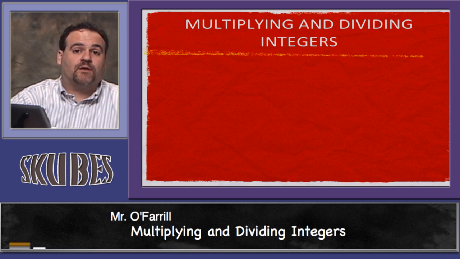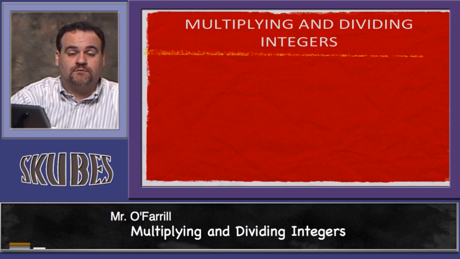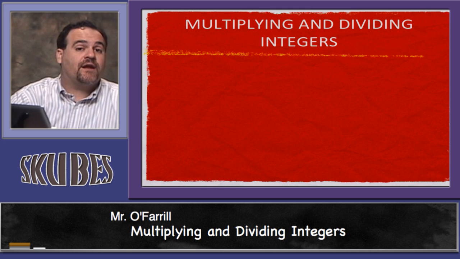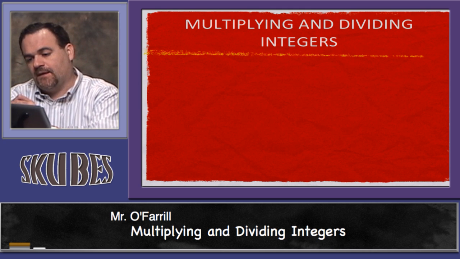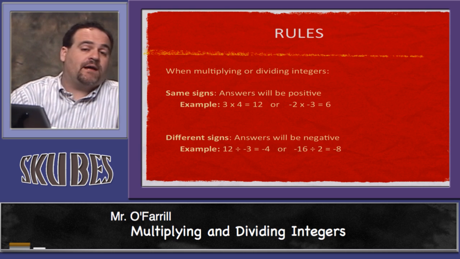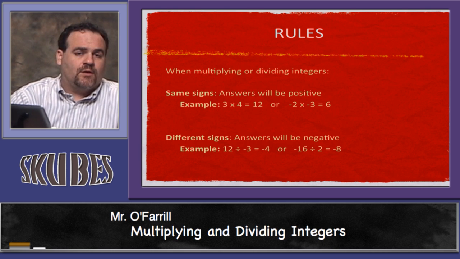In this lesson, we're going to be working with multiplying and dividing integers. Now, you already know that integers are essentially whole numbers from 0, 1, 2, 3, 4, and their negative counterparts, negative 1, negative 2, negative 3, negative 4. And that's the idea here: what do we do with those signs?